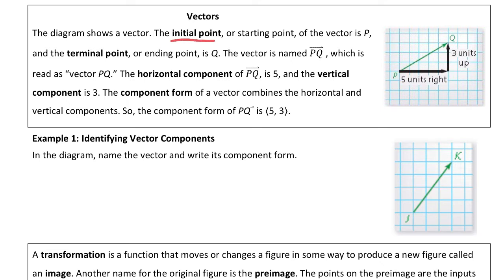In this vector I show you, the initial point is P, and it has a terminal point or an ending point, and that point for this is Q. So the vector is named PQ because it follows P to Q. The horizontal component of this vector is 5 units right. The vertical component is 3 because the translation is right 5, up 3 as a shift. The way we would write this vector in what's called component form, and that's going to be important later on, is those brackets and the numbers 5, 3. It looks kind of like a coordinate pair, but this really means to move right 5 and up 3.